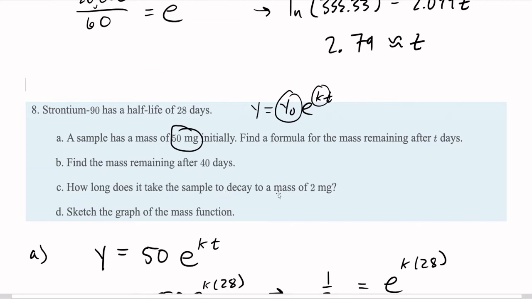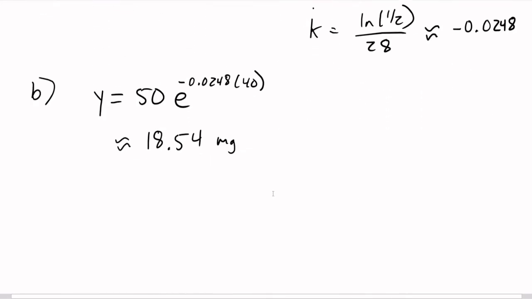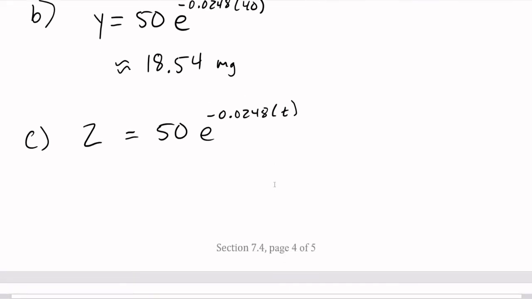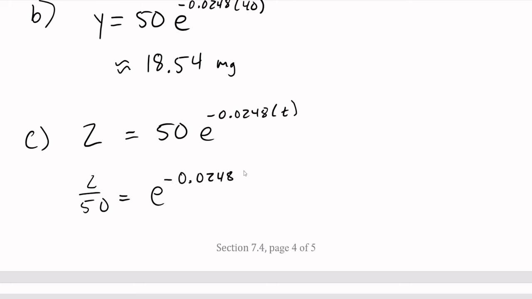How long does it take to decay to 2? Well, this is just going backwards. I want 2 milligrams at the end. Get me time. So we can do that. Not too bad. Times t, we don't know it. So we just solve for it. So just go solving, right? 2 over 50 equals e to this negative kt.